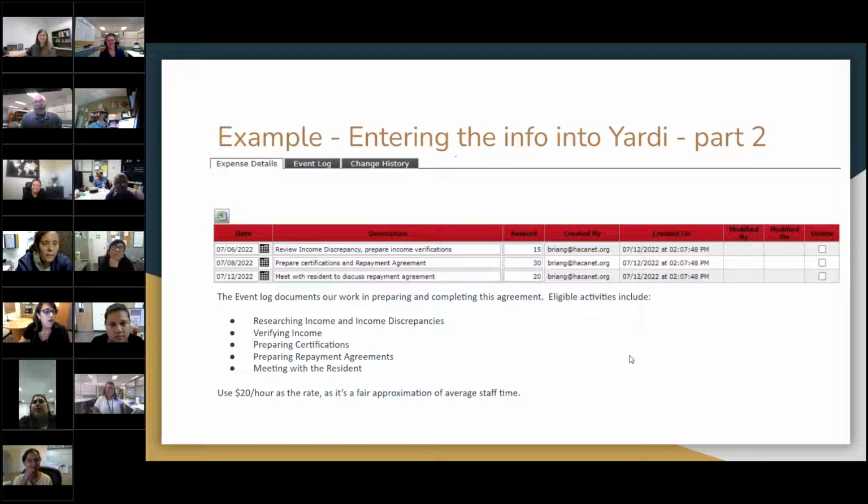Margarita, here's your question. And this is a key thing I don't think we do enough of. These are expenses. Any work that we do in completing this agreement, we can essentially charge for. And that's what this comes down to. So reviewing income discrepancies, preparing certs, meeting with the residents, all of these things we can log as expenses, and we get to retain that portion of the repayment agreement.